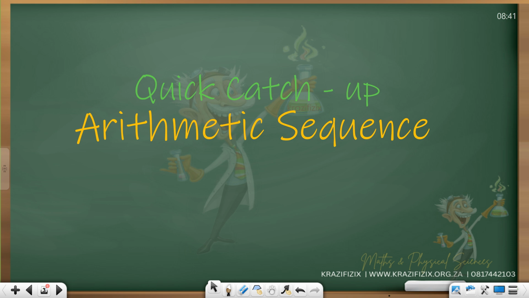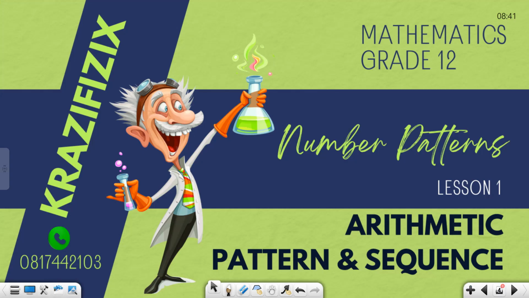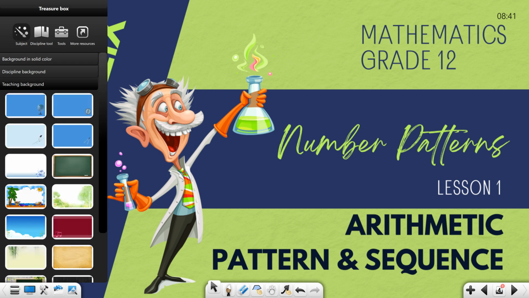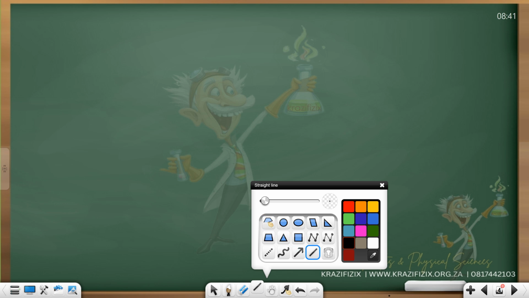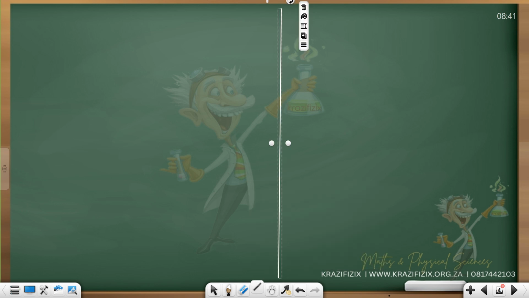Please, there's a word sequence and series. So we're going to start with the sequence. And just to quickly, I don't want to throw you into the deep end. So I am going to quickly do a recap of what you should be knowing coming into this lesson. A quick recap. Now, when we talk about the arithmetic, and I'll be showing you a few other things that you guys don't know, arithmetic sequence.